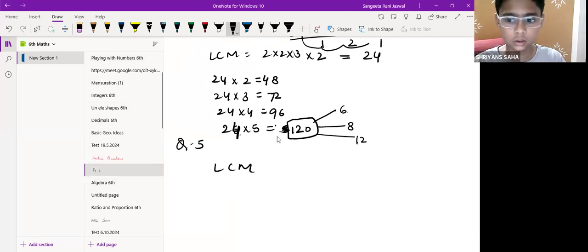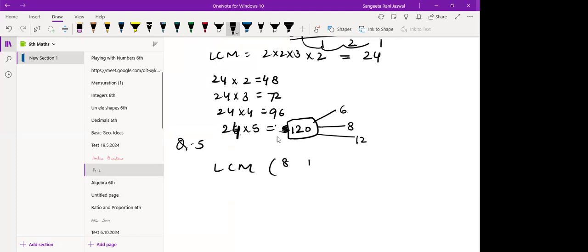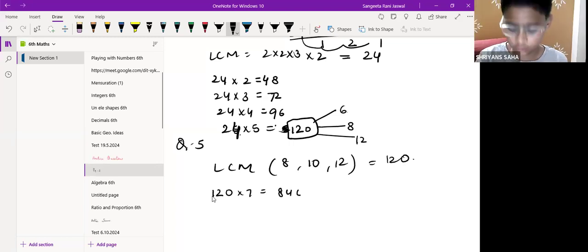120. How much is that? 120. Okay. But we have to find the greatest three-digit number, no? So greatest three-digit number we will get when we take the multiples of this, right? Yeah. So let's see if I do with 12 and if I multiply with say 7, what do I get? Just check out. Into 7 is how much? This is 840.